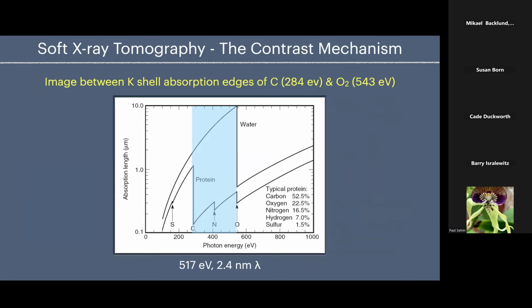The really cool thing about the technique is the contrast mechanism in the water window, that region of the energy bandwidth between 284 and 543 eV. We image at about 517 to 520 eV, and in that range, the carbon and nitrogen in a specimen absorb the X-rays an order of magnitude more than the water. So unlike cryo-ET, where ice obstructs your vision of your structures, ice is invisible to us. We're below the oxygen edge. We don't see the water, just mostly carbon.